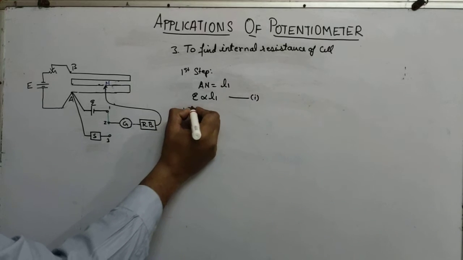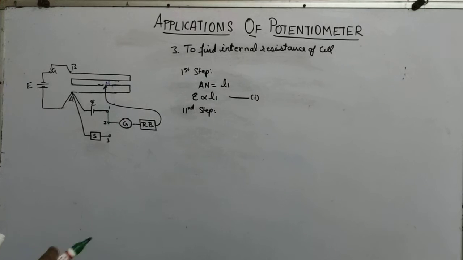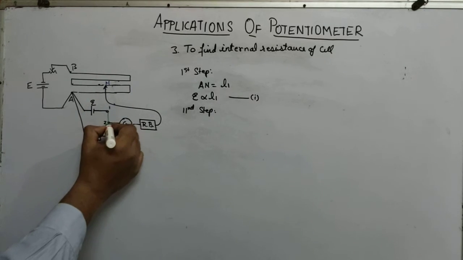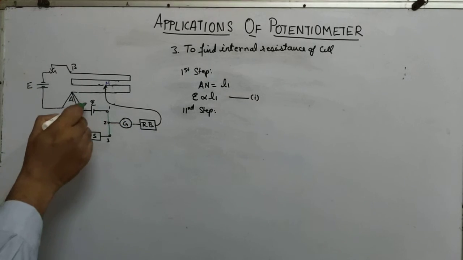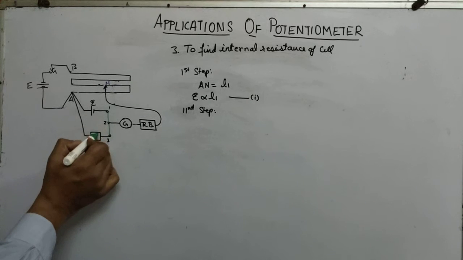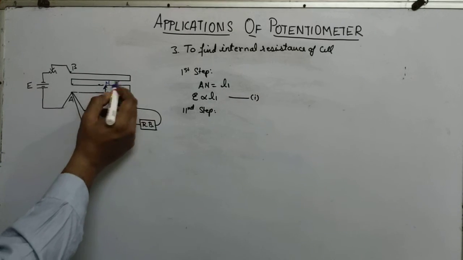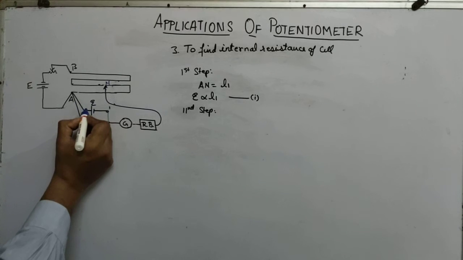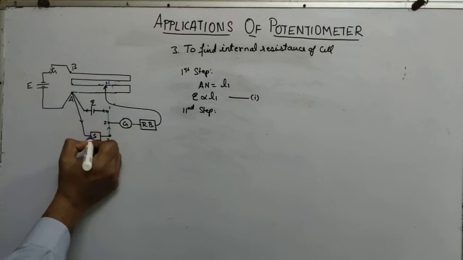Now we come to the second step. In the second step, we will not disconnect E from the circuit, but instead we connect 2 and 3 as well. Now we have both E as well as S in the circuit. The moment I have connected the S, the current will start flowing in this circuit. Even if this jockey is at a null point, we will have a current flowing within this circuit like this.